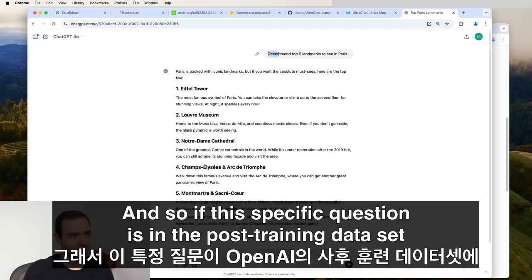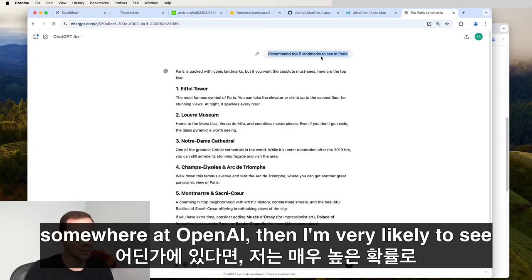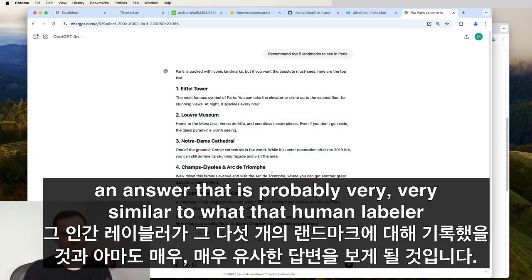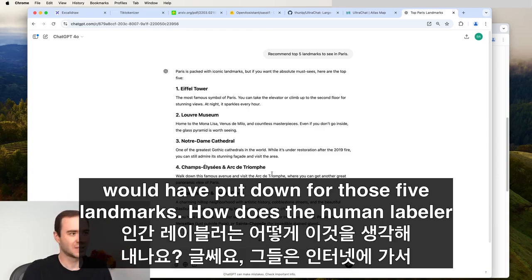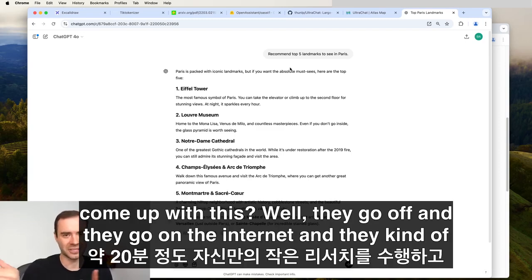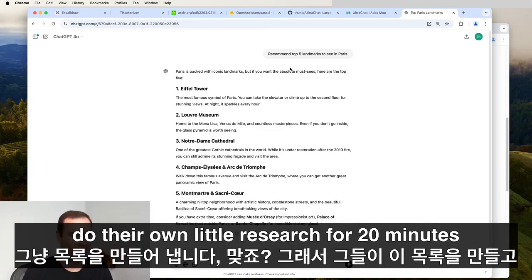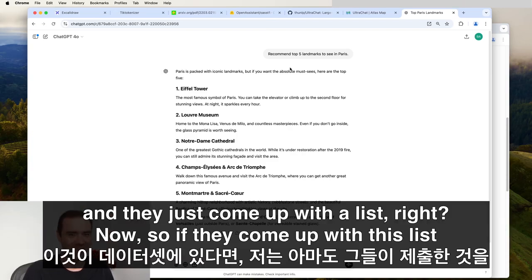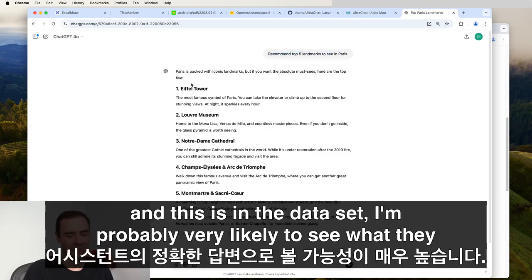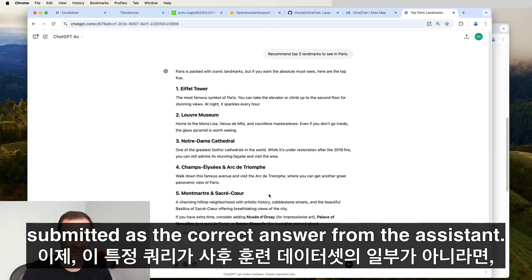And so if this specific question is in the post-training data set somewhere at OpenAI, then I'm very likely to see an answer that is probably very, very similar to what that human labeler would have put down for those 5 landmarks. How does the human labeler come up with this? Well, they go on the internet and do their own little research for 20 minutes and they just come up with a list, right? Now, if they come up with this list and this is in the data set, I'm very likely to see what they submitted as the correct answer from the assistant.